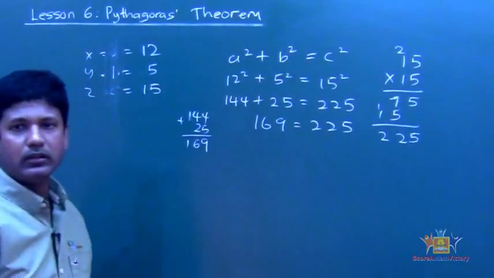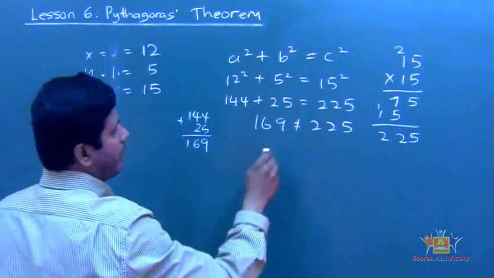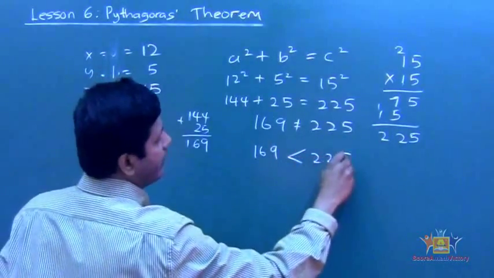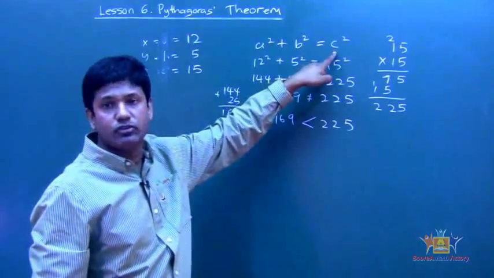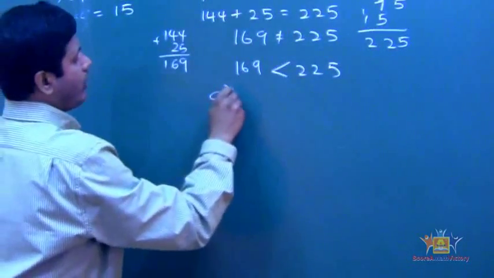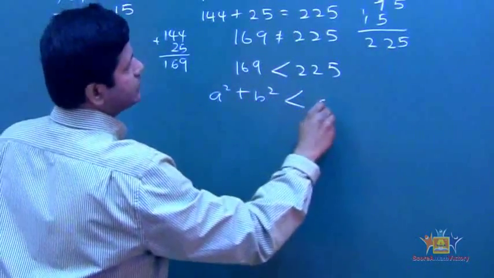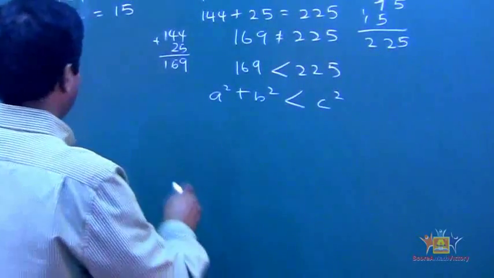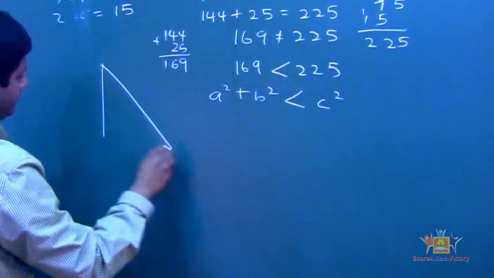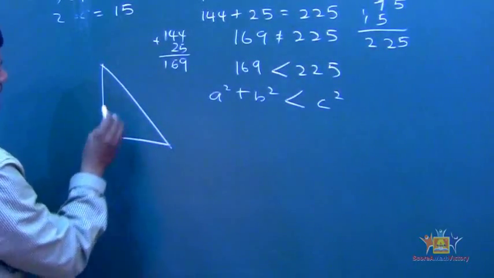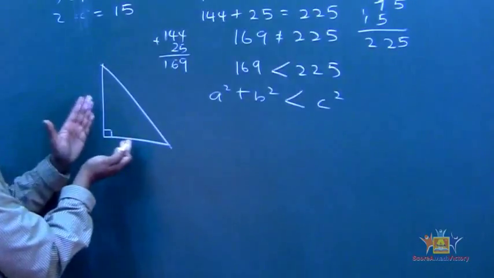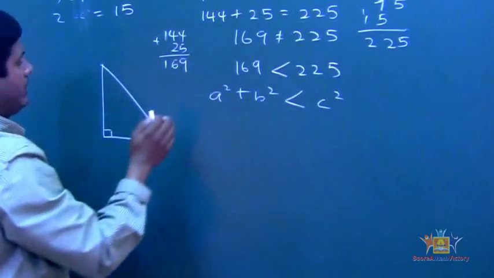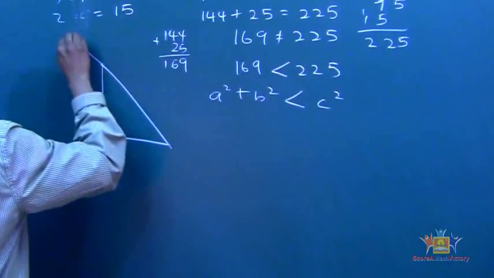They're not equal. But which one is greater? 169 is smaller, so 225 is greater. That means C squared is greater than A squared plus B squared. If we have a right angle triangle, that means they are equal: A squared plus B squared equals C squared. Now that C squared is greater, it's like this.